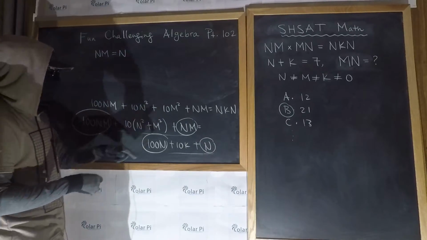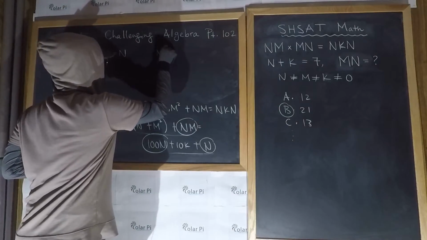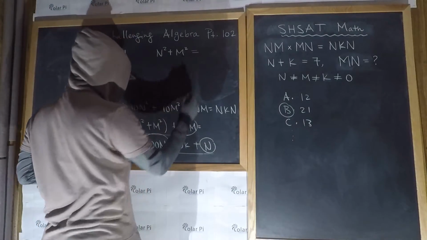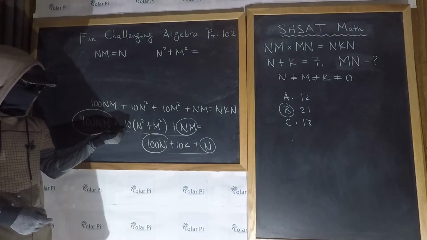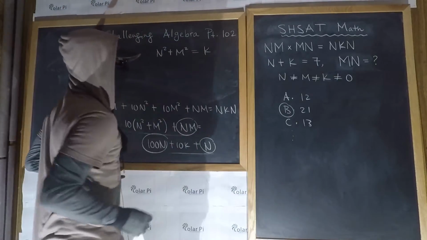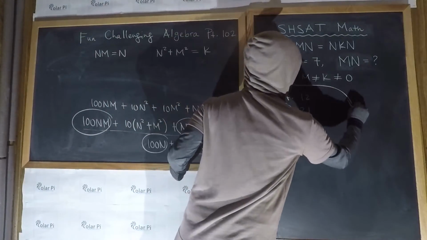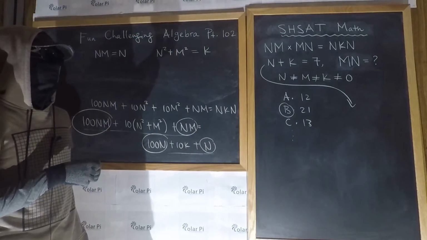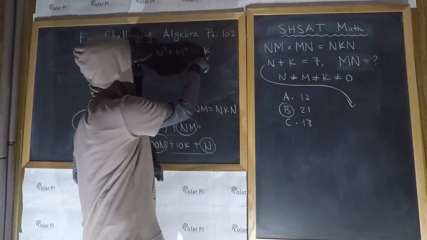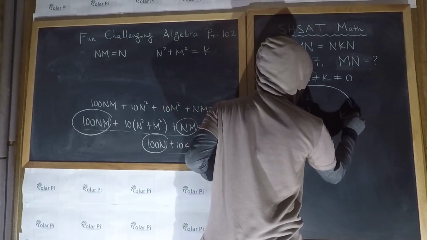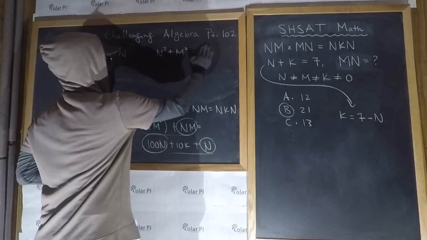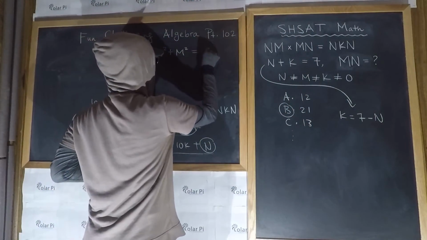But then comparing the middle, we see that N squared plus M squared has to equal what's multiplying 10 here, which is K. All right, cool. But then we are told that N plus K is equal to 7. So we should try and get rid of the K here. We can see that K is equal to 7 minus N, so I can replace this K with 7 minus N.